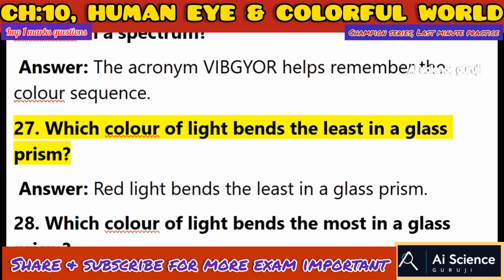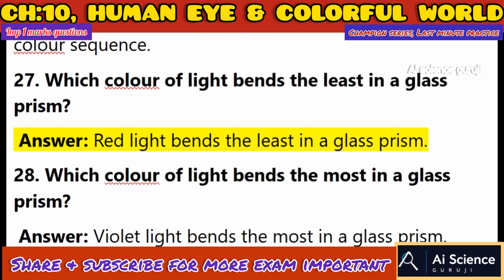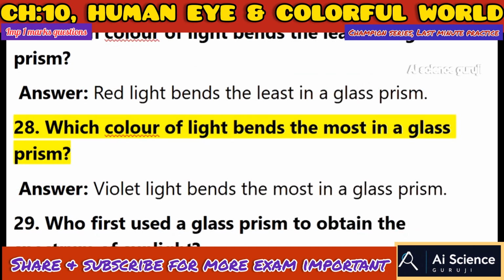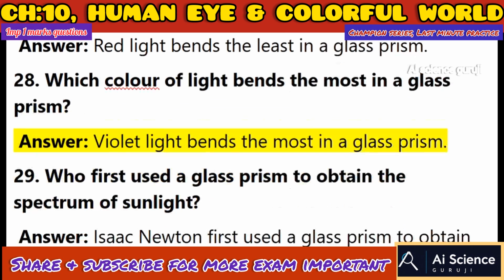27. Which color of light bends the least in a glass prism? Answer: red light bends the least in a glass prism. 28. Which color of light bends the most in a glass prism? Answer: violet light bends the most in a glass prism.